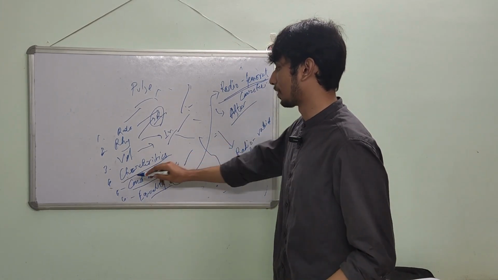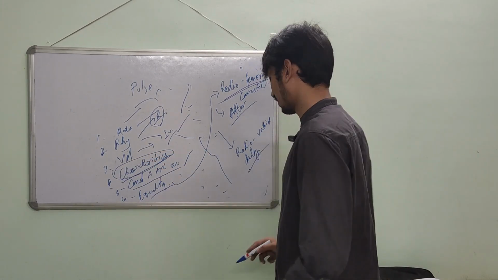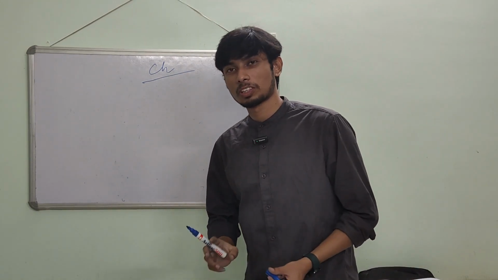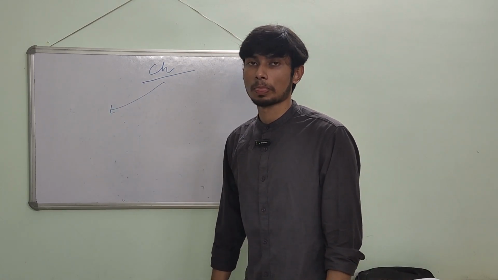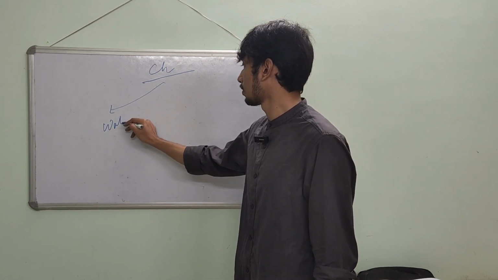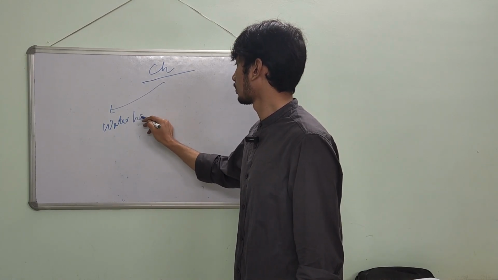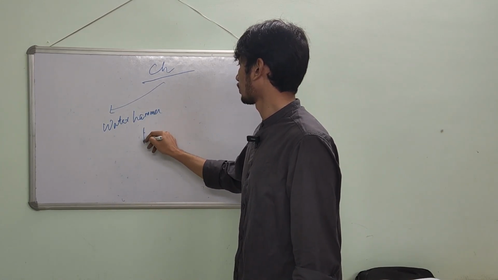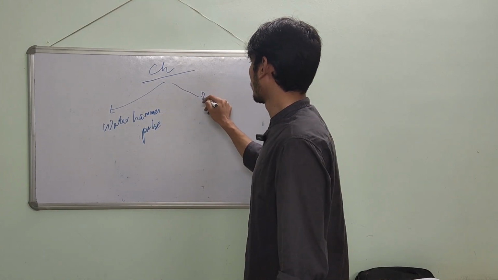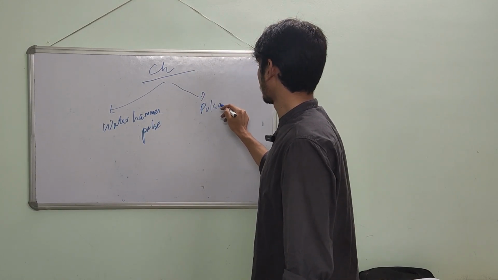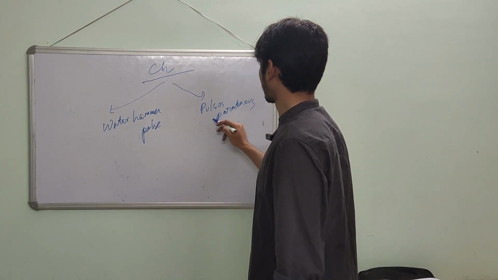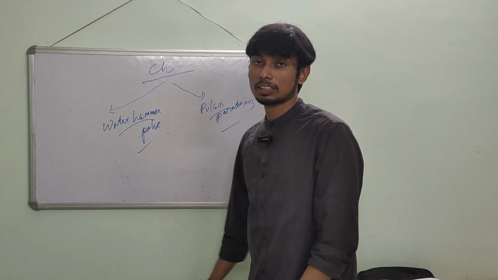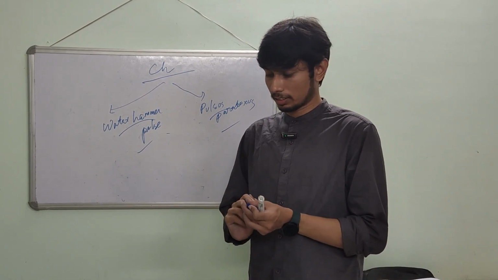Now coming to the big topic, that is the characteristic, right? Characteristics. There are two most important things in characteristics. First one is water hammer pulse. Another is pulsus paradoxus. These are the things you need to understand, right?